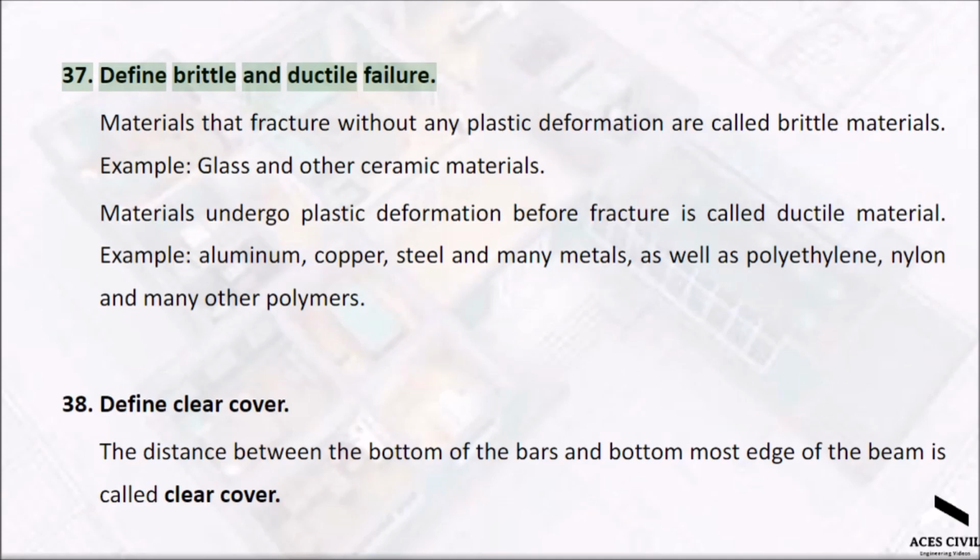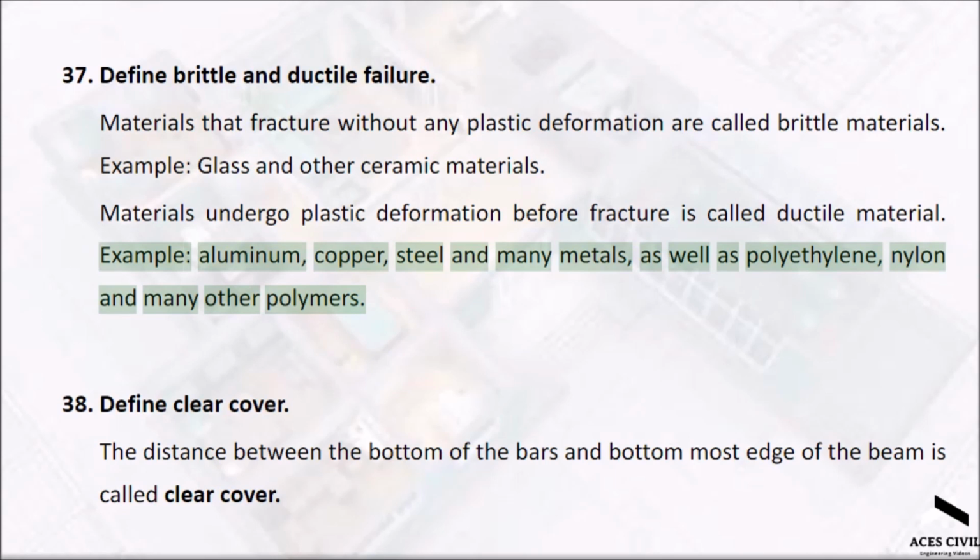Define brittle and ductile failure. Materials that fracture without any plastic deformation are called brittle materials. Example: glass and other ceramic materials. Materials that undergo plastic deformation before fracture are called ductile materials. Example: aluminum, copper, steel, and many metals, as well as polyethylene, nylon, and many other polymers.